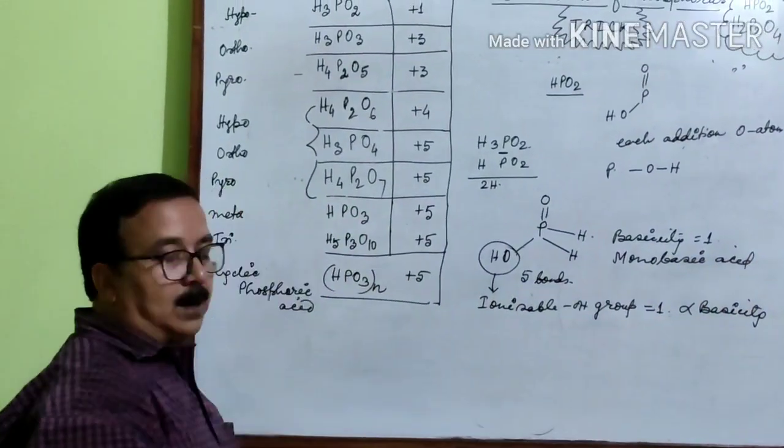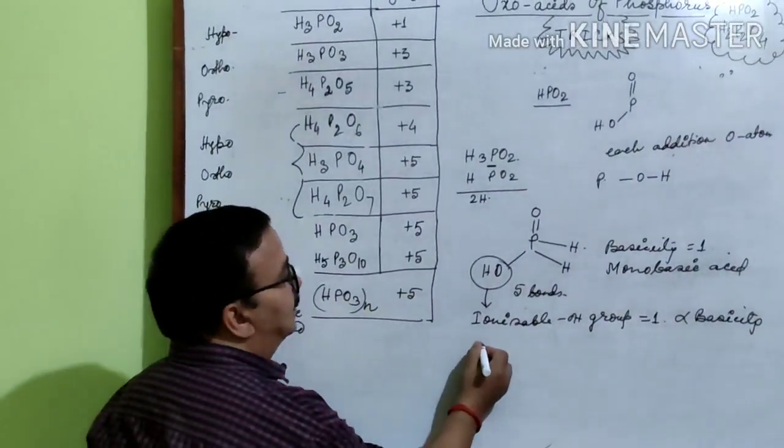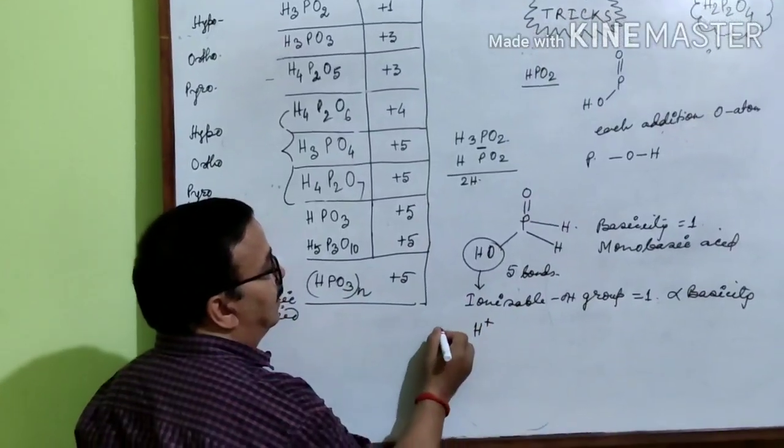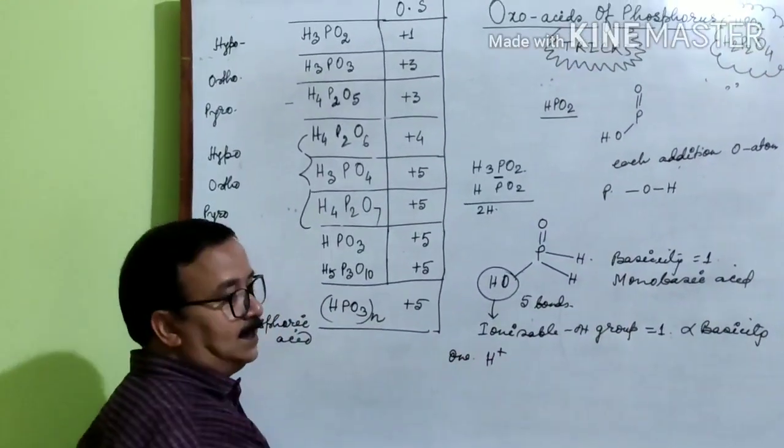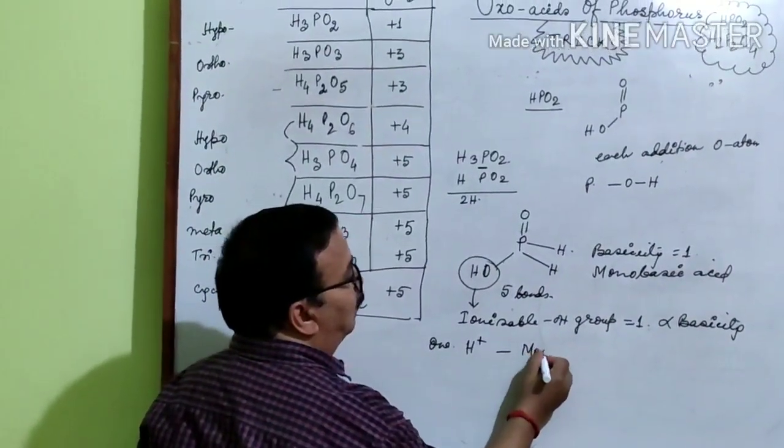Now, ionizable OH group is 1. It means it produces 1 H plus ion. Therefore, it is also a monoprotic acid.